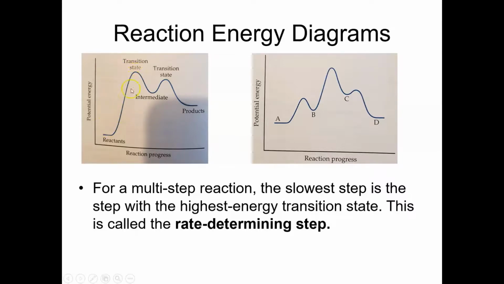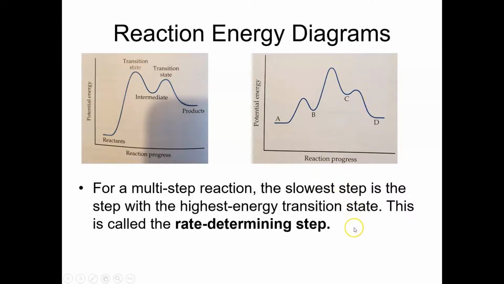So for this particular one, because this transition state is higher in energy than that transition state, the first step would be the slowest step. For this reaction, in which the transition state for the second step is the highest, the second step in this particular mechanism would be the slowest step.